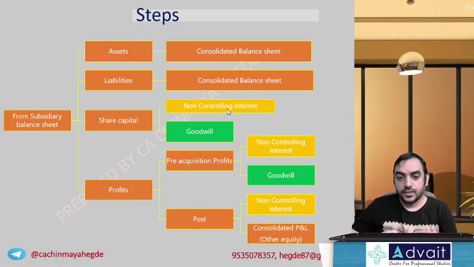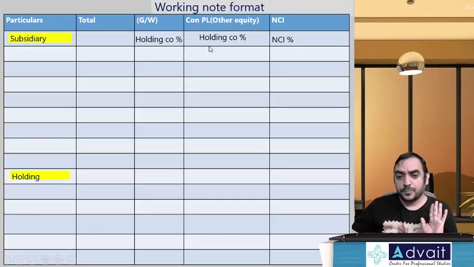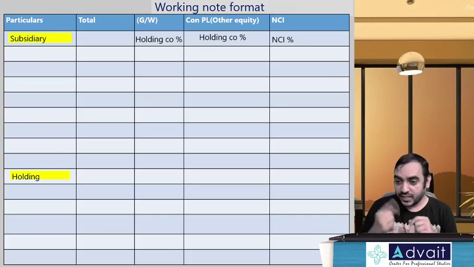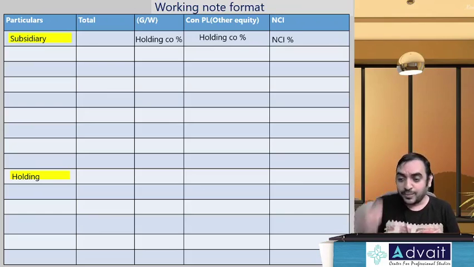Okay. So this format now, I am going to convert into a tabular one. This is our Bible now for a couple of days. Particulars, total, goodwill within brackets. I'll tell you why. CONPL or other equity, NCI. Subsidiary company, holding company percentage, NCI percentage. Don't write it down now. Let me explain the concept, then you take it down.